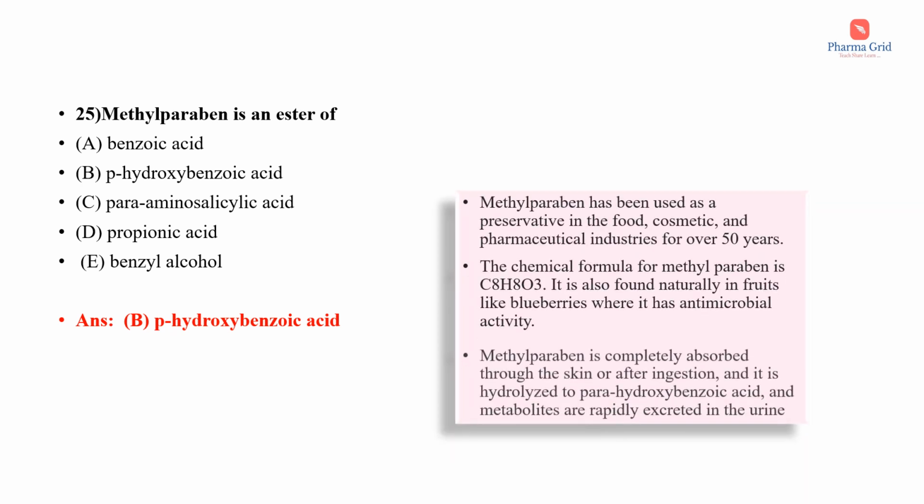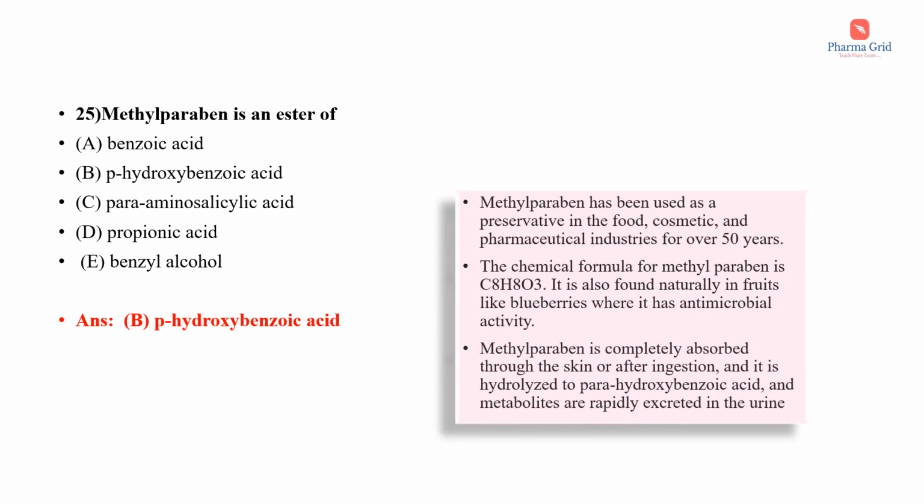This methyl paraben belongs to a group known as parabens. They have been commonly used as a preservative in the food, cosmetic and pharmaceutical industries for over 50 years. The chemical formula for methyl paraben is C8H8O3. It is also found naturally in fruits like blueberries, where it has antimicrobial activity. Methyl paraben is completely absorbed through the skin or after ingestion, and it is hydrolyzed to para-hydroxybenzoic acid and metabolites, which are rapidly excreted in the urine.